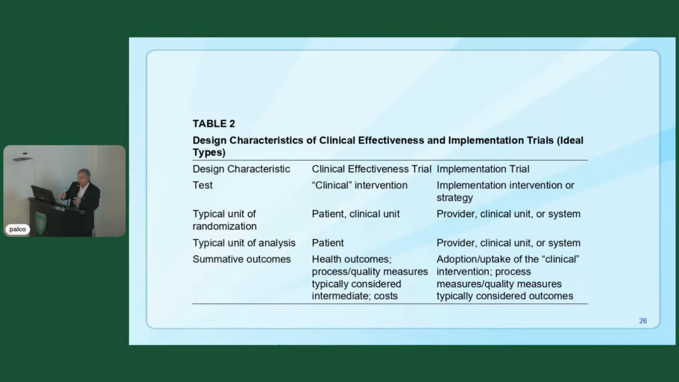One is called a clinical effectiveness trial, a clinical intervention, randomized trial. The other is called an implementation trial, an implementation intervention strategy. Typical unit of analysis, that's separate from unit of randomization. The unit of analysis on the left is always the patient. It doesn't matter if you do a cluster design. In a clinical effectiveness trial, you're dealing with the patient.